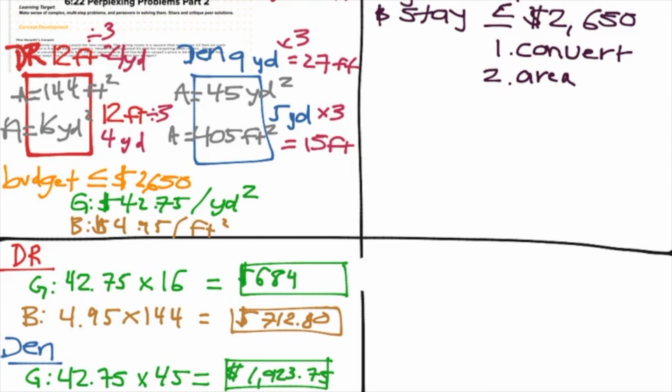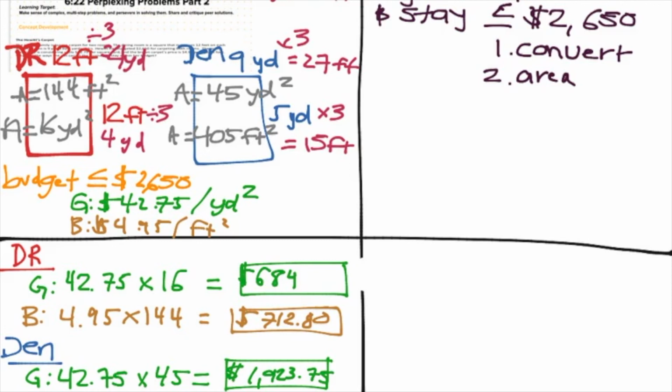When you did that math, you should have come up with, if you used the green carpet for the den, it would cost you $1,923.75. And if you used the brown carpet, it would cost you $2,004.73. Okay, so we now have that cost.